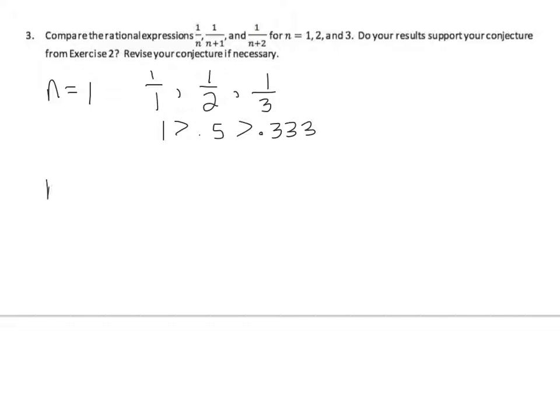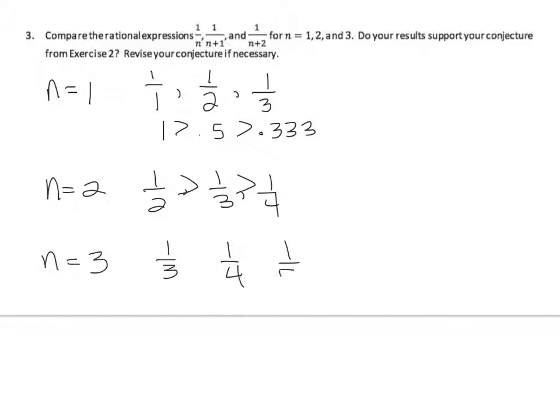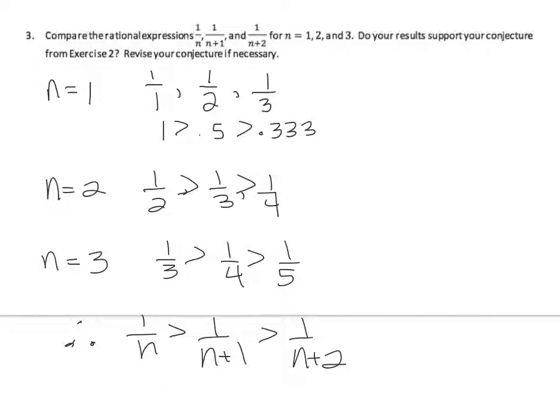Okay, let's try n equals 2. 1/2, 2 plus 1 is 3, and 4. Okay, we're definitely going bigger this way again. How about n equals 3? Okay, still. Okay, so therefore, 1 over n is bigger than 1 over n+1, is bigger than 1 over n+2. Moving on.